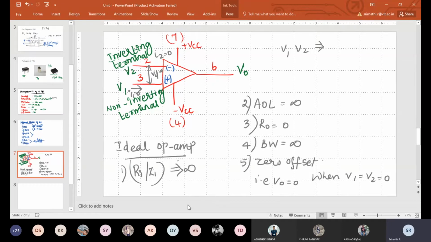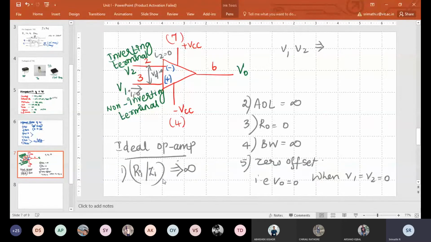Because your input resistance is infinite and the open loop voltage gain is infinite, output resistance is 0. When I'm telling that input impedance is infinity, it means that the op amp does not draw any current. It won't draw any current at both the input terminals.